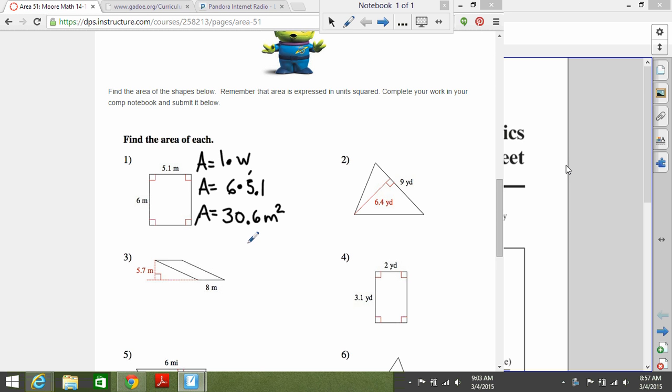Okay, let's move now to number 2. What's the shape of number 2? What is that? Triangle. Look at your formula sheet and find the formula for triangle. What does it say? A equals 1/2 base times height.